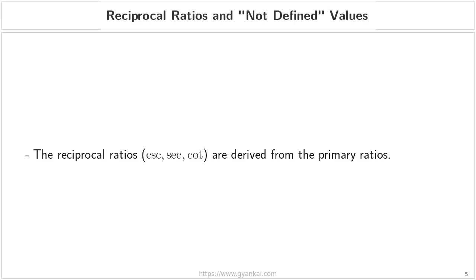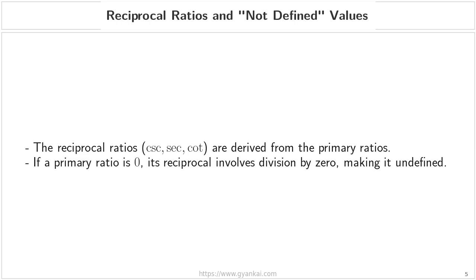Reciprocal ratios and not defined values. Now that we have explored how the sine, cosine, and tangent behave at these extreme boundaries, let's look at what happens to the reciprocal ratios, that is, cosecant, secant, and cotangent. As you know, these reciprocal ratios are directly derived from the primary ratios we just discussed. Because of this relationship, we run into a specific mathematical hurdle.